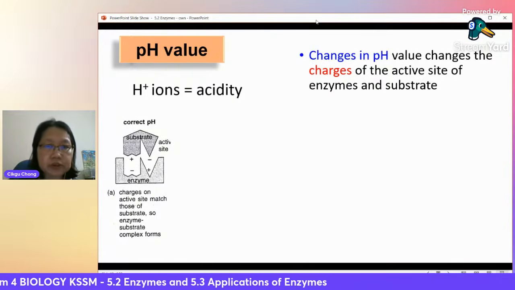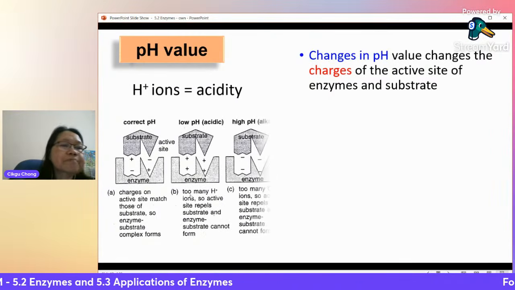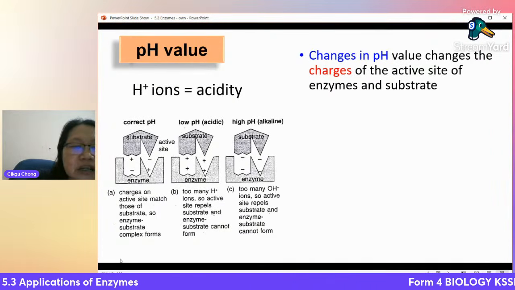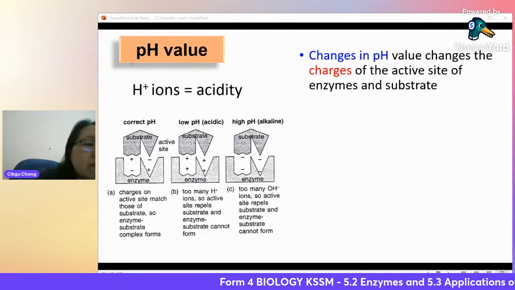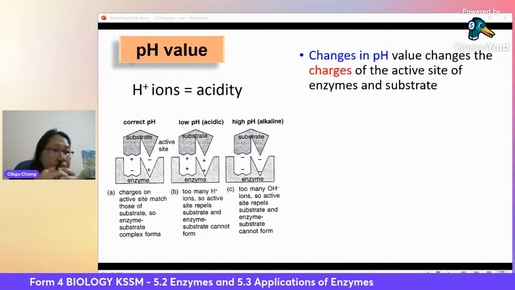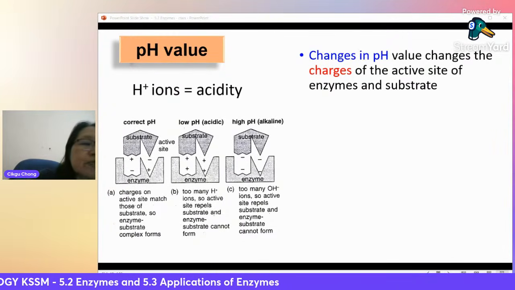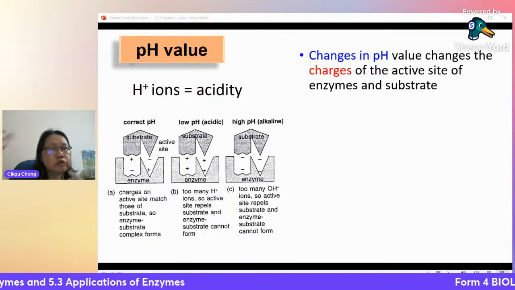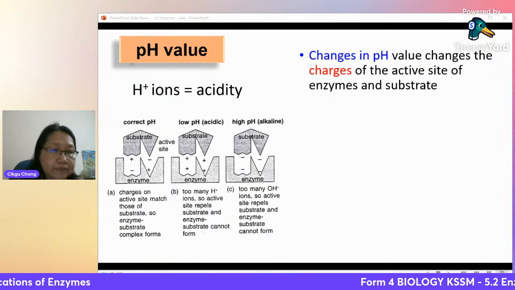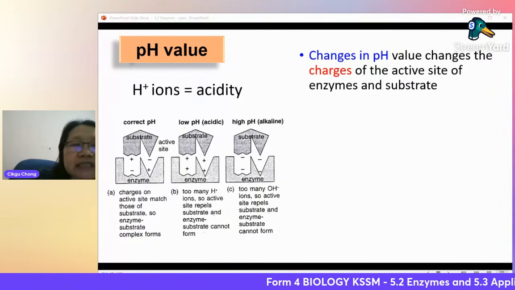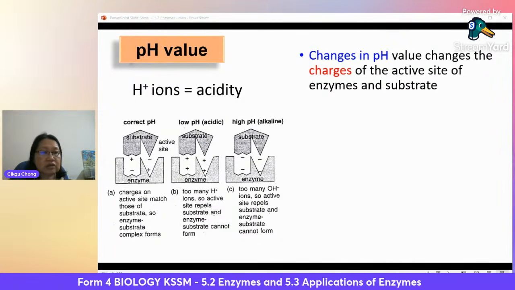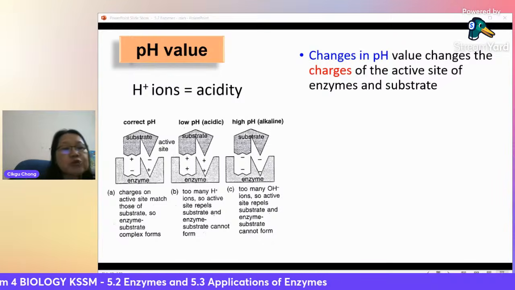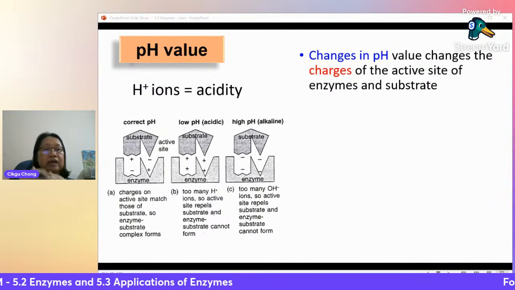Okay, look at the diagram. Look at the correct pH here on the left-hand side. Here is negative, here is positive, right? Positive, negative. So it will fit, opposites attract. Let's say you put in too much acid into your solution. What happens when you add acidity is hydrogen ions. So everything now becomes positively charged. When both sides are positively charged, they will repel. Repel means they will push each other.